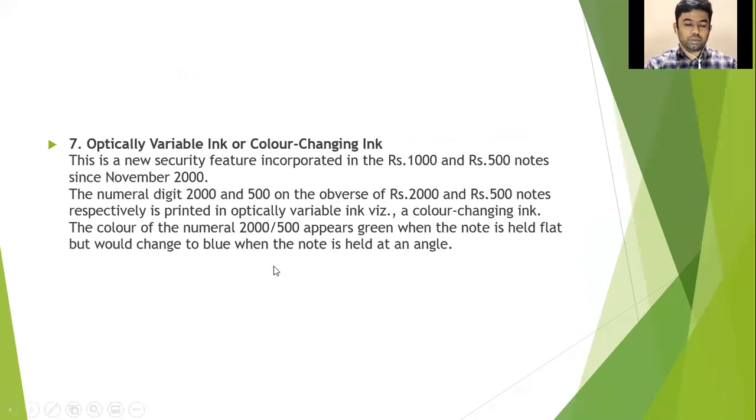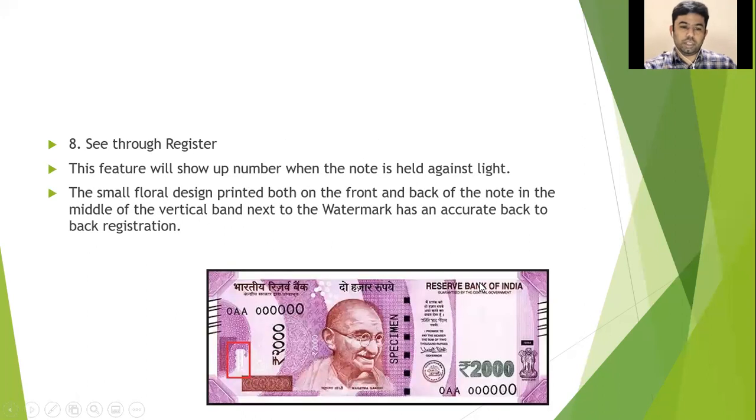Optically variable ink is like a hologram kind of effect. When you look at a hologram in the light and tilt it, you'll see different images. Similarly, when you look at the note, especially the 500 rupee note, and vary the angle of light, you'll see the color changing. The numerical digit, 2000, 500, etc., that is present here has the optically variable ink, or color changing characteristic. Then we have the see-through register.